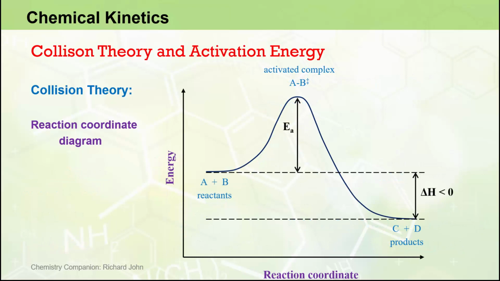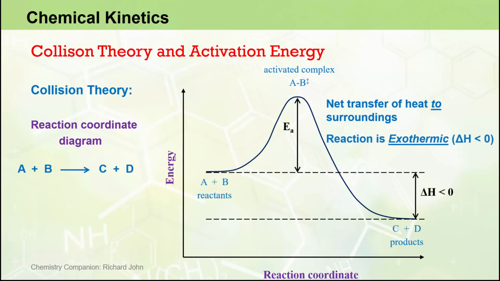This particular reaction coordinate diagram shows the energetics for a generalized reaction A plus B going to C plus D, where the chemical potential energy of the products is lower than the energy of the reactants, and we say that delta H, or change in enthalpy, is negative. This means that for this type of reaction there is a net transfer of heat to the surroundings, and we say that the reaction is exothermic.